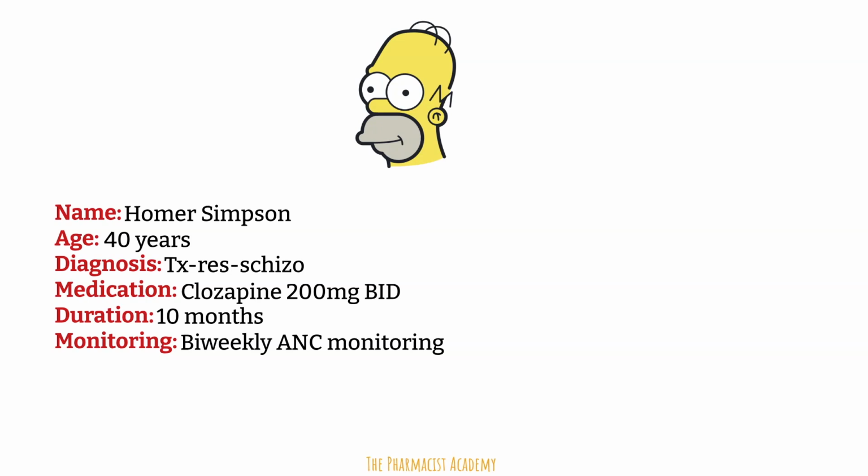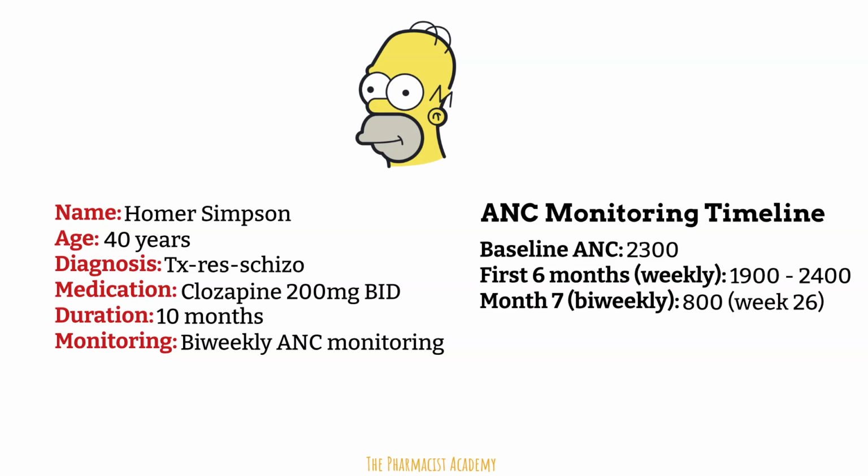So we have a patient here, Homer Simpson, who's 40 years old, who's been diagnosed with treatment-resistant schizophrenia and is currently on clozapine 200 milligrams twice a day. Patient has been on it for 10 months, and patient's ANC is currently being monitored bi-weekly. Here is the ANC monitoring timeline.